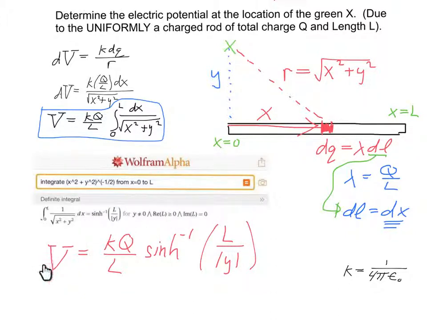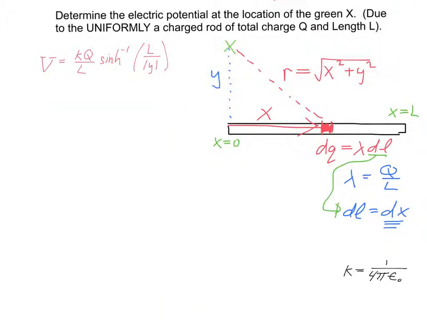Now, let's do some reality checking with our result. We've already checked the units and made sure that they work out, but what we can do is examine the situation in the case where y is much larger than L. Because if that's the situation, the picture would look something like this.